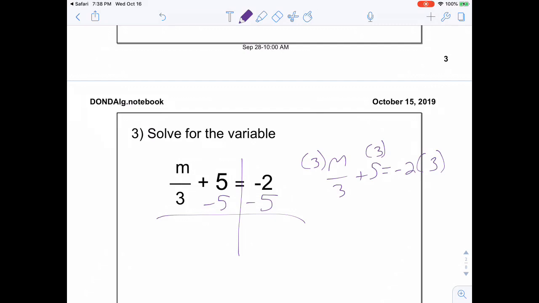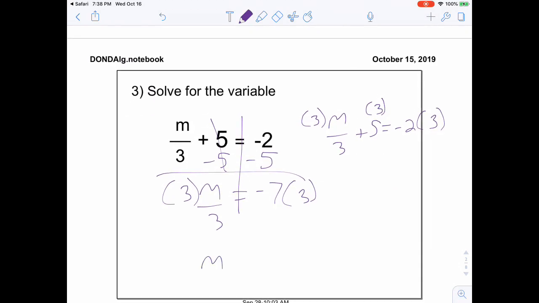In class, we talked about two-step equations, so the 5's would cancel out. Negative 2 minus 5 is negative 7. M divided by 3 equals negative 7. It is being divided by 3, so I would multiply now by 3, and I would get m equals negative 21.